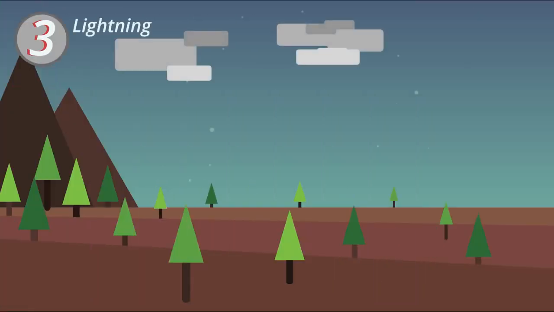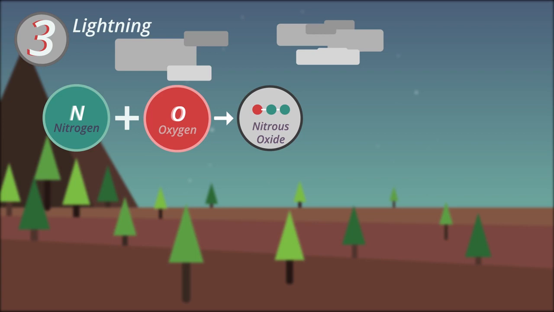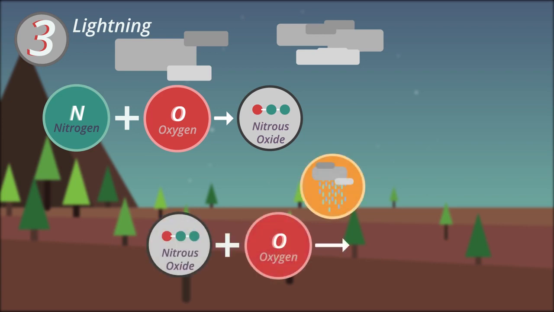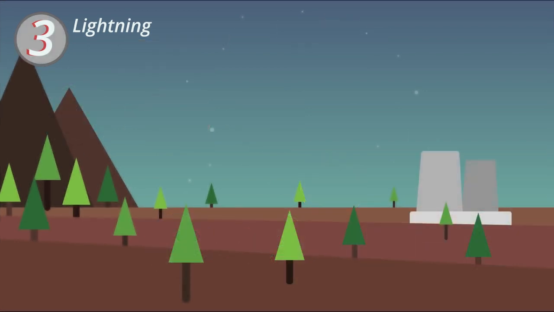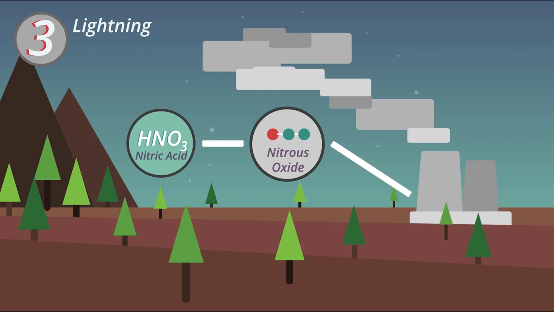Thirdly, lightning can cause chemical reactions in the atmosphere, resulting in nitrogen reacting with oxygen to produce nitrous oxide. The nitrous oxide then reacts with more oxygen and dissolves in rainwater to make nitrous acid. This rainwater containing nitrous acid increases the amount of nitrate in the soil. Burning fossil fuels also adds nitrous oxide to the atmosphere, resulting in nitric acid, but this is of course not a natural way of nitrogen fixing.